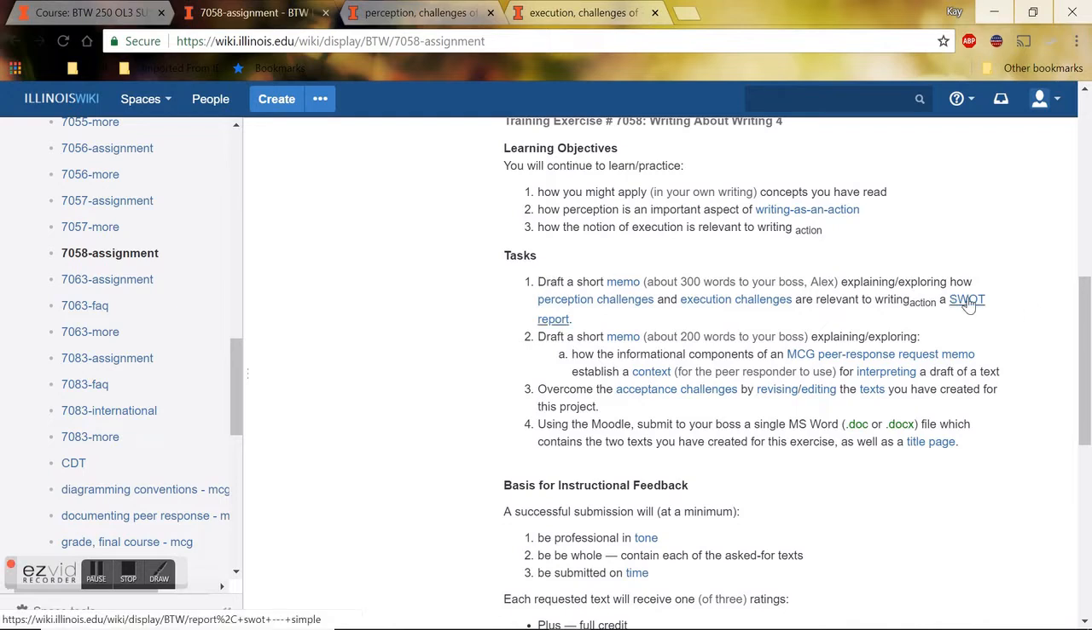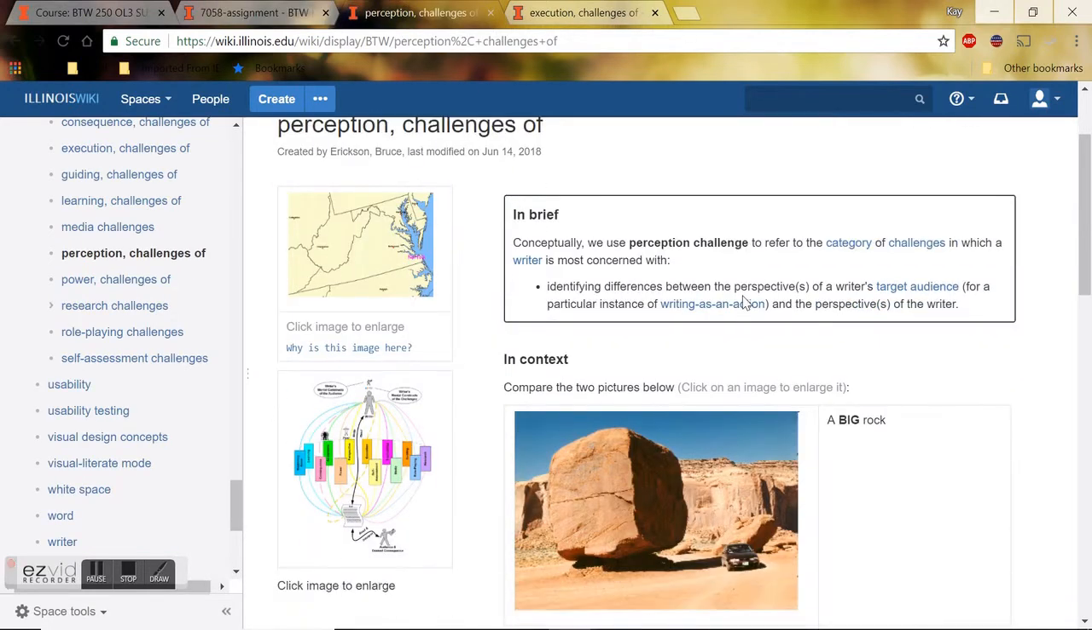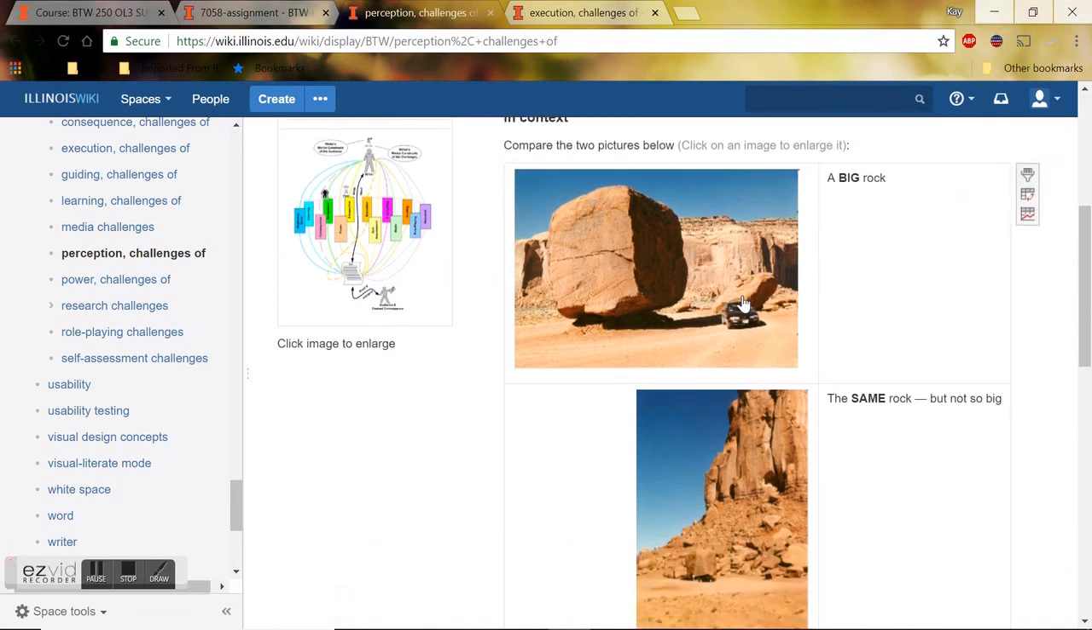If you'll notice, both of these tasks have you reflect on your SWOT report or the process of writing and revising your SWOT report. So I know right away that my evidence and examples should come from my SWOT report or the peer response request memo. Okay, so I know that as I read these pages, I should be thinking about how they relate to my experience writing my SWOT report. So I'm going to open up both of these pages, beginning with perception.